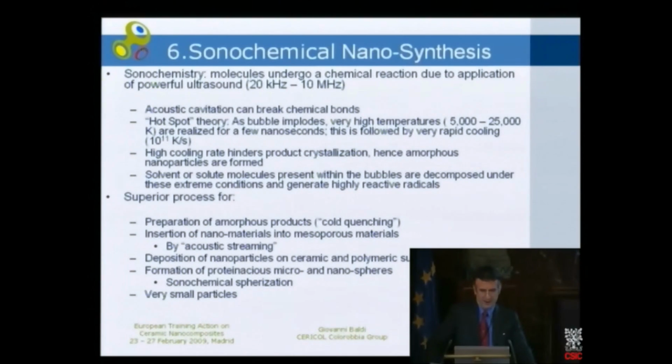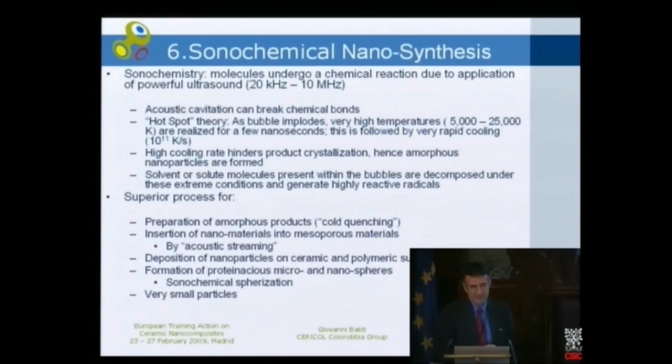And we can speak about a hotspot theory: as the bubble implodes, very high temperatures, up to 5,000 to 25,000 Kelvin, are realized for a few nanoseconds. This is followed by very rapid cooling. We can speak of 10^11 Kelvin per second. So the high cooling rate hinders product crystallization. Hence, amorphous nanoparticles are obtained.